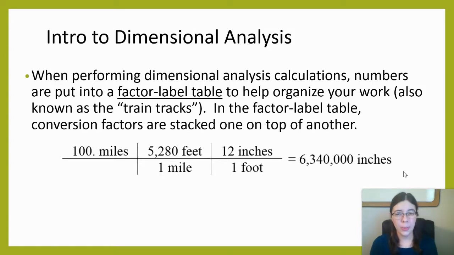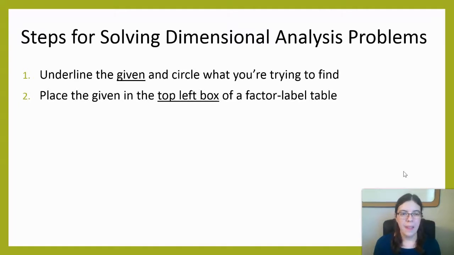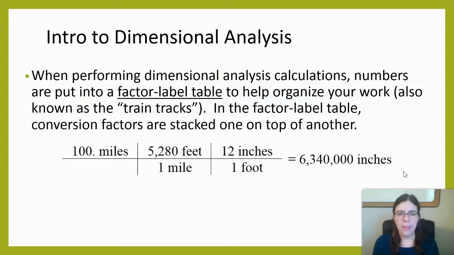So let's talk about the rules for setting up dimensional analysis. So the first thing is when you read through a problem, always go ahead, underline the given, and then circle what you're trying to find. That will help keep you straight so you don't have any extra information that you're mixing up. Next, you want to place what is given to you in the top left box of the factor label table. So if we go back and look at that previous example, we were given 100 miles. So that is going in the top left box.